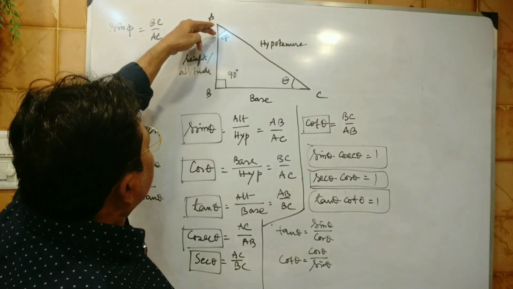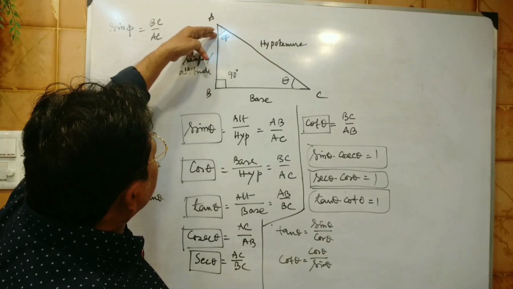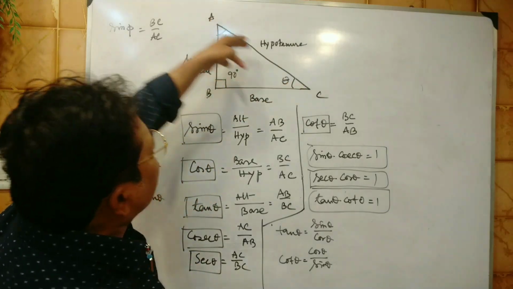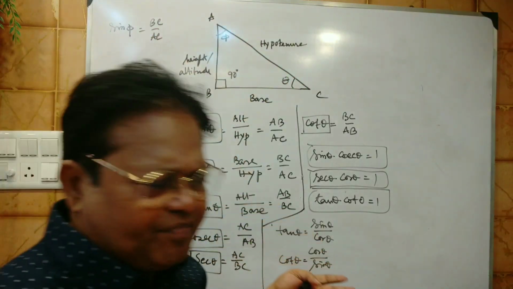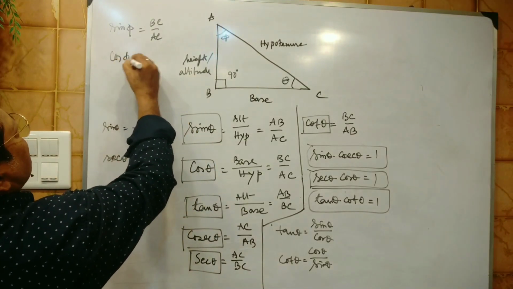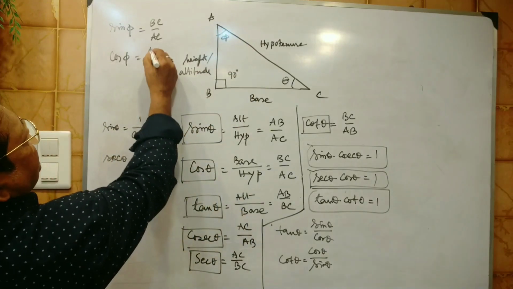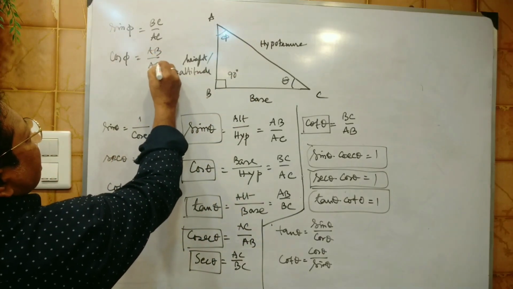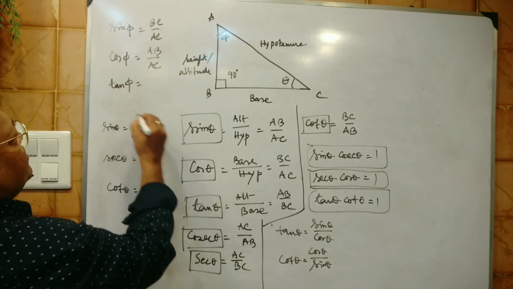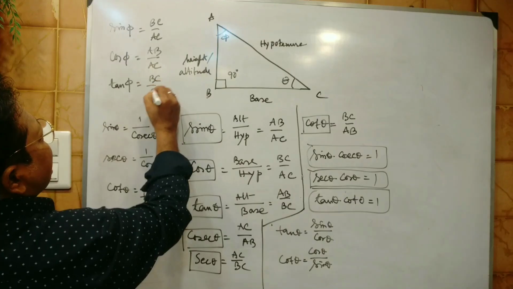Then when it is phi, then it is the base. It is the base that is attached to this angle, and the other side is the altitude, and the hypotenuse remains the same always. So sin phi and cos phi: cos phi is equal to base by hypotenuse, that is AB by AC. Then tan phi is equal to BC by AB.